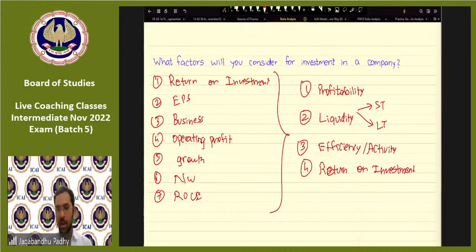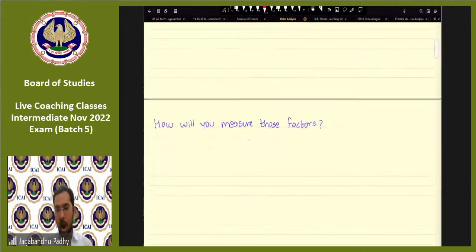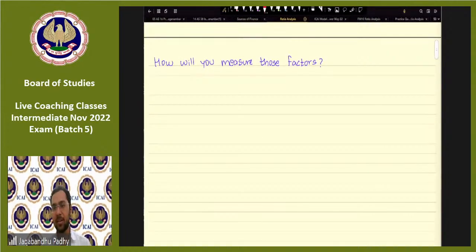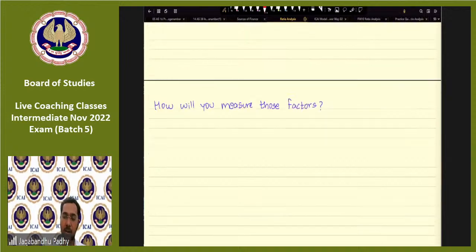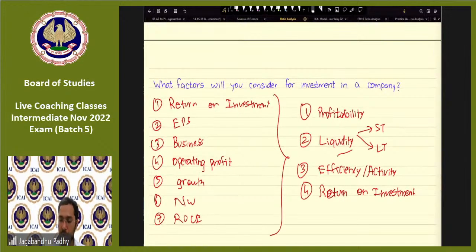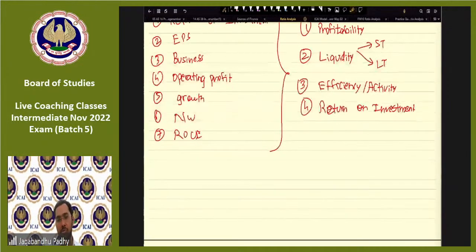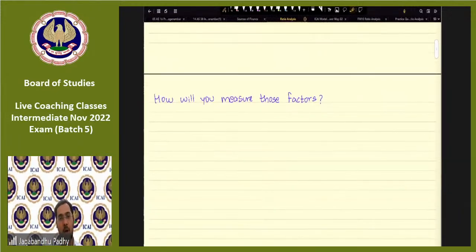Now, when you say all these terms, that is profitability, liquidity, efficiency, activity, return on investment, my question is, how are you going to measure these factors? You stated that these are the factors you will look into before you make any investment. How will you know that a company is profitable? How will you know that a company has a better liquidity position, or better efficiency or return on investment? How are you going to measure these terms?